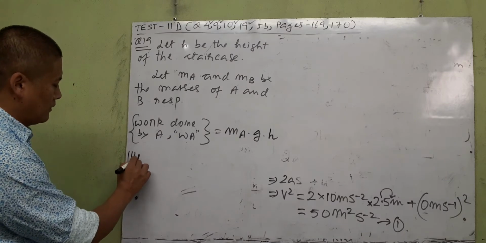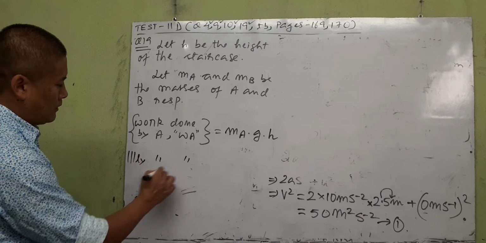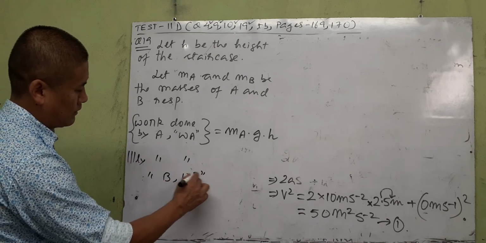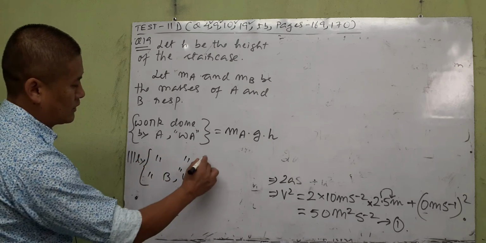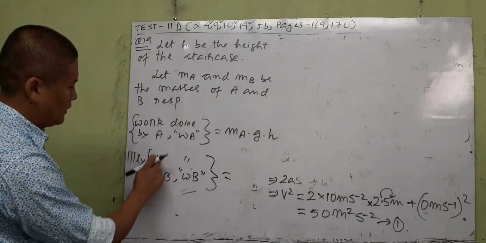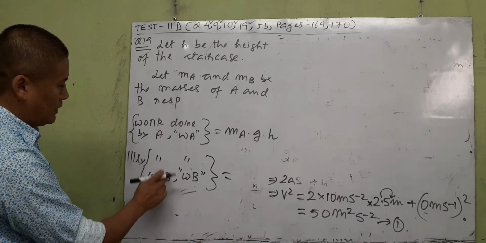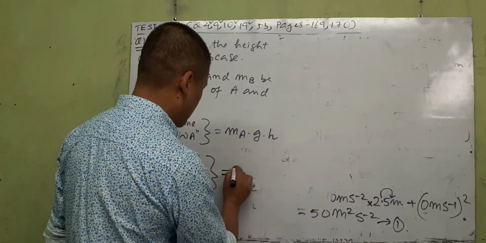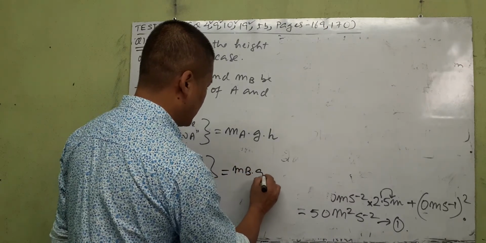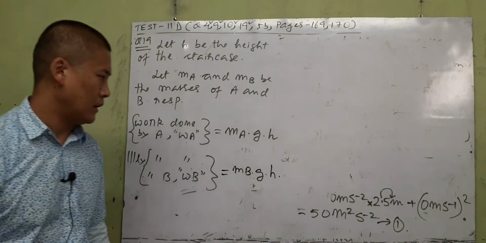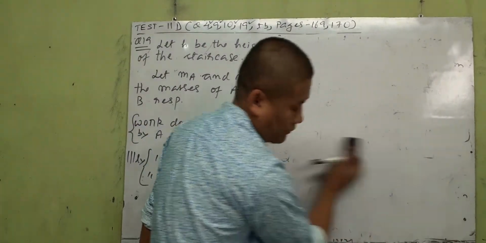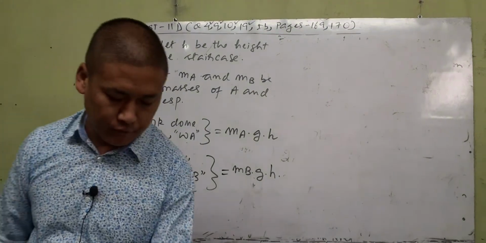Similarly, work done by B, which is WB, let us say. I'm using these terms to make it shorter. Work done by B will be similarly mass of B, which is MB, acceleration is same, G, height is the same, the height they climb. So let's write down here. The first question is saying compare the work done.